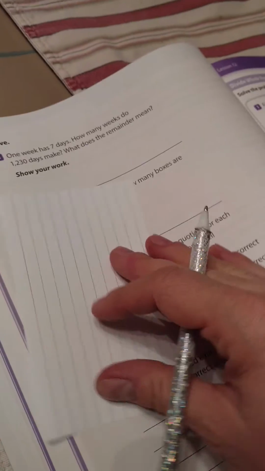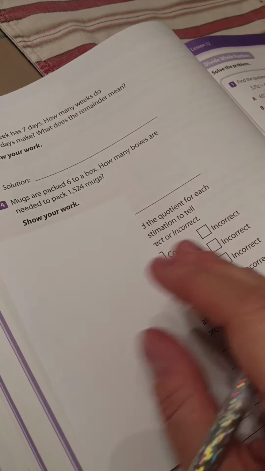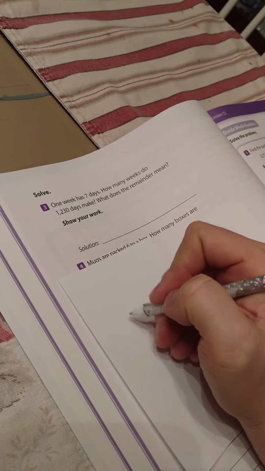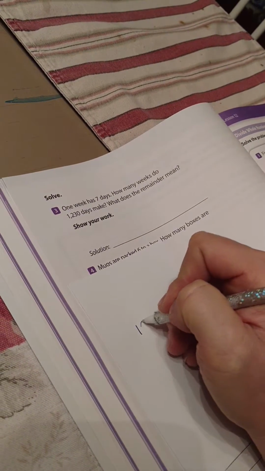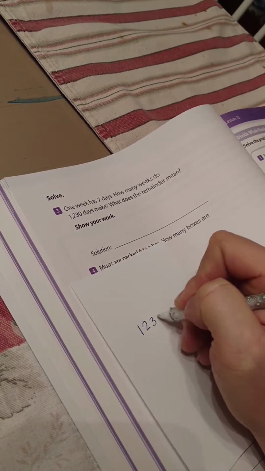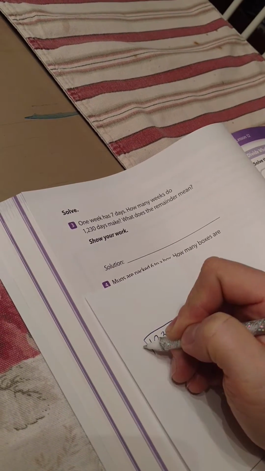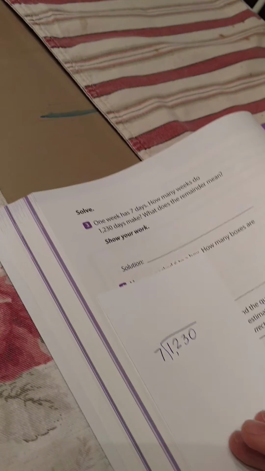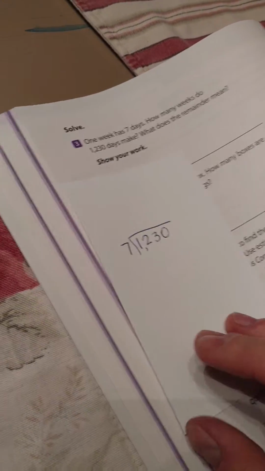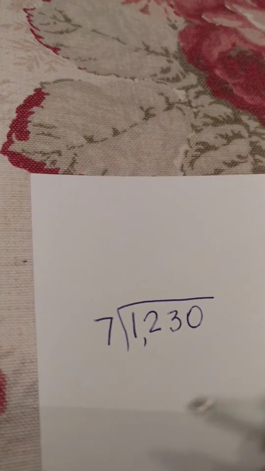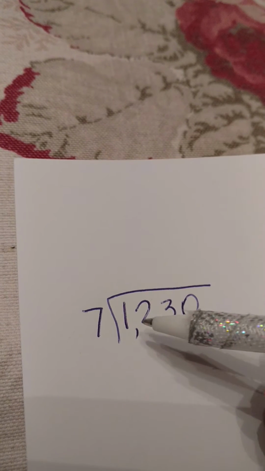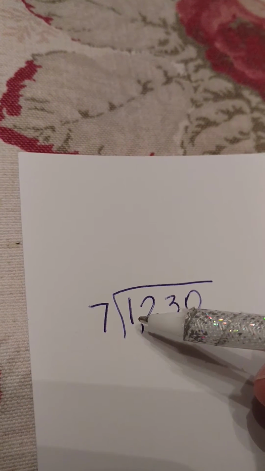Okay, make sure that you are putting your problem kind of in the middle of your paper so that you have space to do all the work on top and bottom. We got 1,230 days divided by groups of 7 so that we can make them into weeks. Okay. How many times will 7 go into 1? It can't. 7's too big.